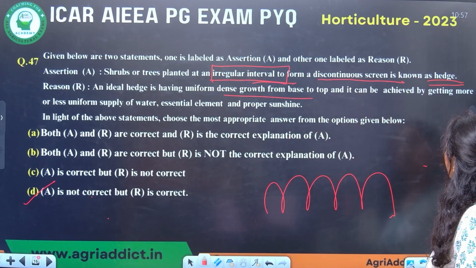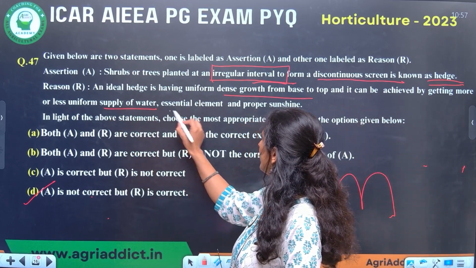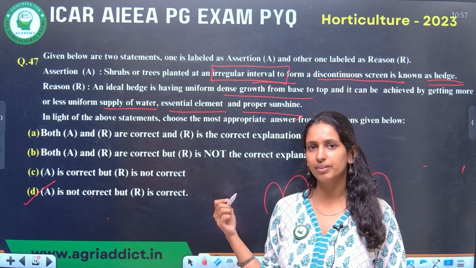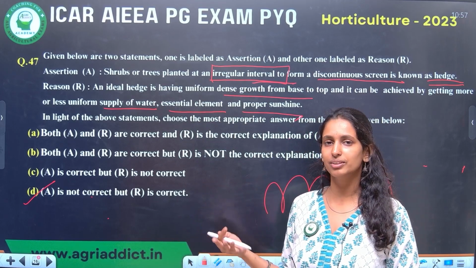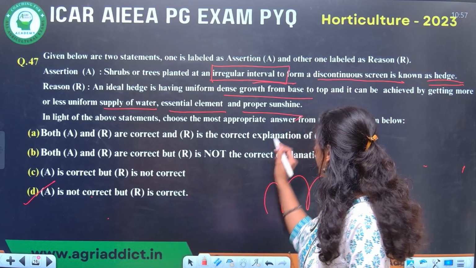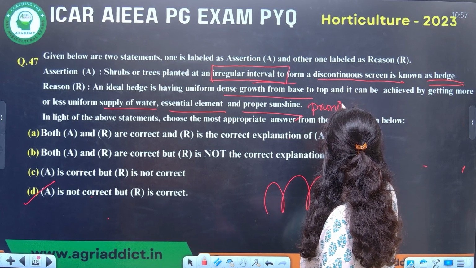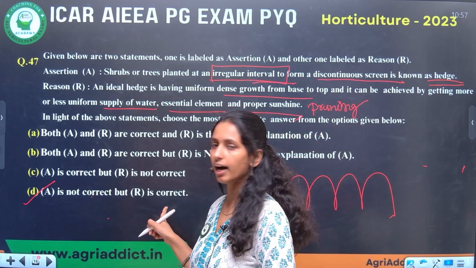It can be achieved by getting a more or less uniform supply of water, essential elements and also proper sunshine. The reason is correct because we will be giving the same amount of water to everything and also the same amount of nutrients. And they could add one more point, that is we will be doing regular pruning. That is also important. So A is not correct, but R is correct.